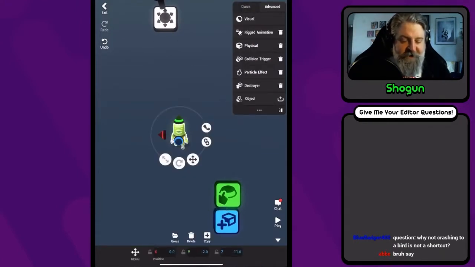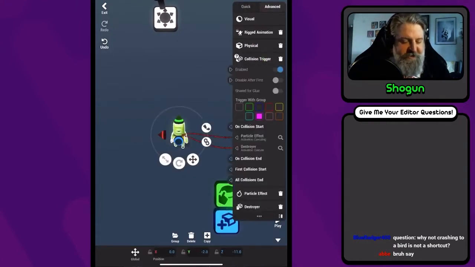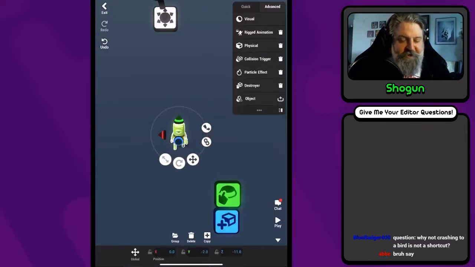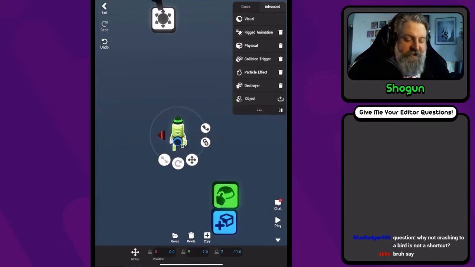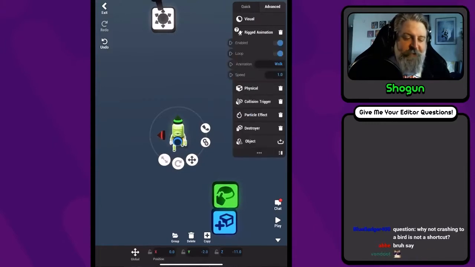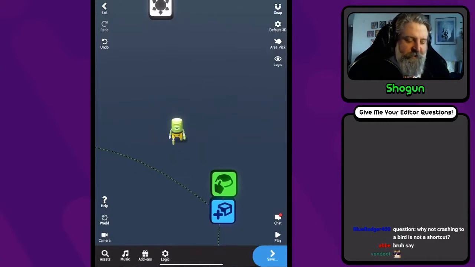Well, I'm going to leave some of this. So the collision trigger that's here, this is the death by bullet logic. The bullet is in the pink object group here. If the bullet hits the guy, it sets off this particle effect and it sets off the destroyer, essentially exploding our little zombie guy here. So we're going to leave that, and we're going to leave rigged animations here. It's already set to walk, which is what we're going to want it on.